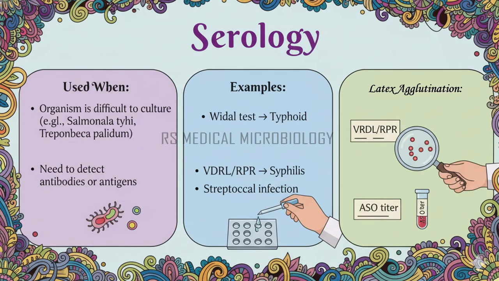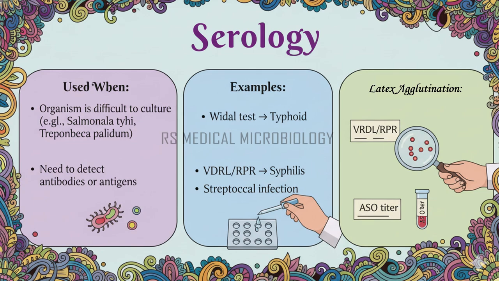Then when some organisms are difficult to isolate, or you want to see whether it is the same organism which is causing the infection, you can do antigen antibody testing. All those things will be the serology part of it. For example, you can write about Widal if it is a typhoid test. If it is considering syphilis, you can write about VDRL, or if you are considering a streptococcal infection, you can write about ASO.